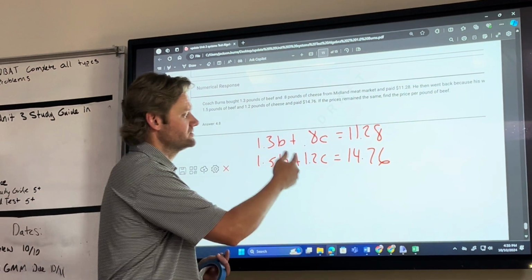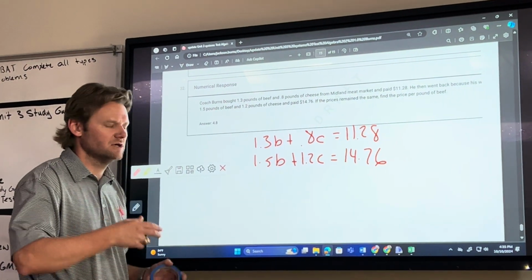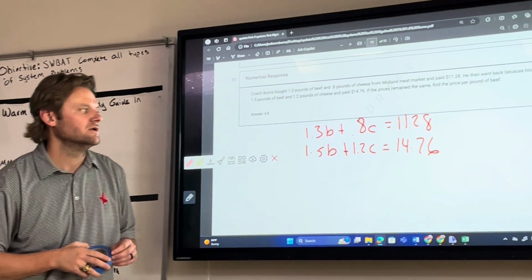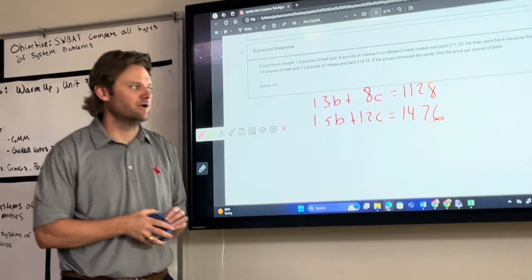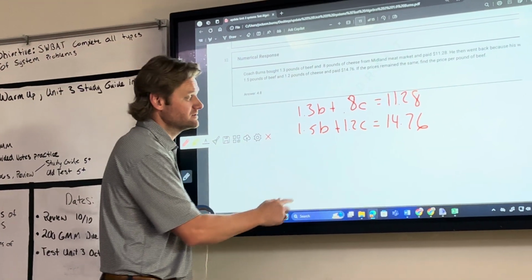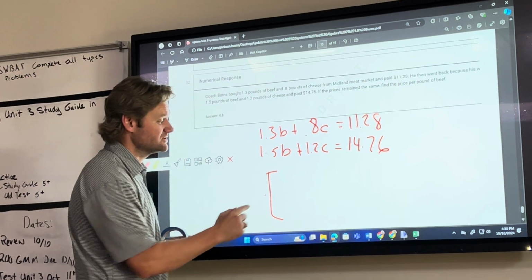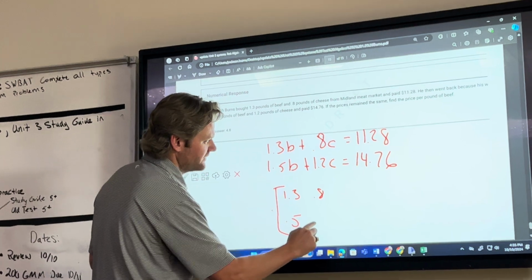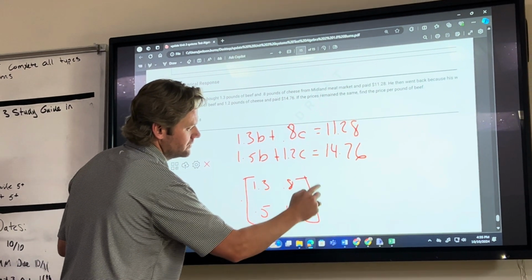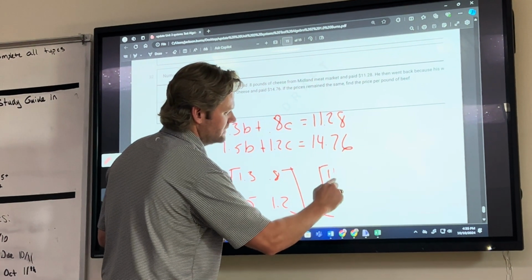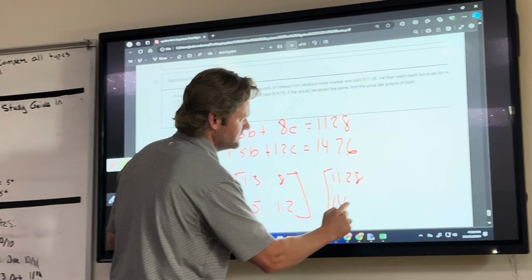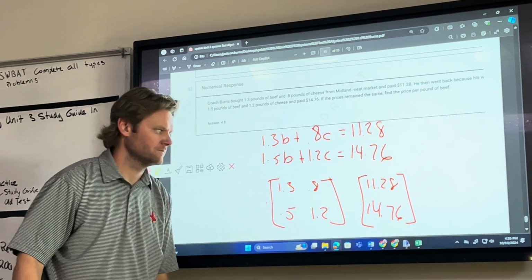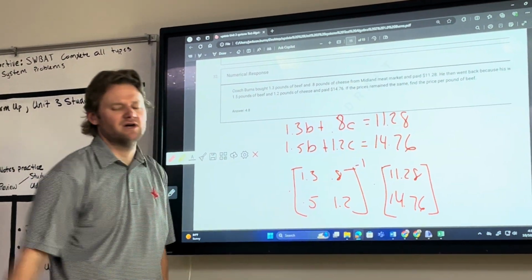You can use the matrices, you can use substitution, you can use elimination. Although elimination will be a little hard because I'm dealing with these decimals here, right? So I'd really have to multiply both those together. I would suggest the matrices, remember when you put it in, it's a 2 by 2 this time. It's 1.3, it's 0.8, it's 1.5, it's 1.2, right? And then your 11.28 and your 14.76? Not the best writing in the world. Take the inverse, multiply, you'll get the answer.